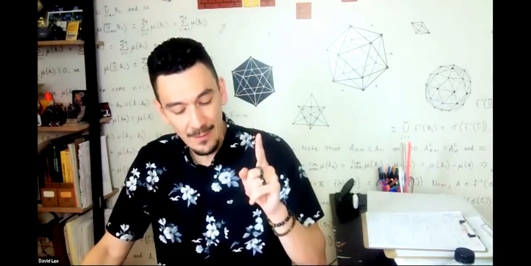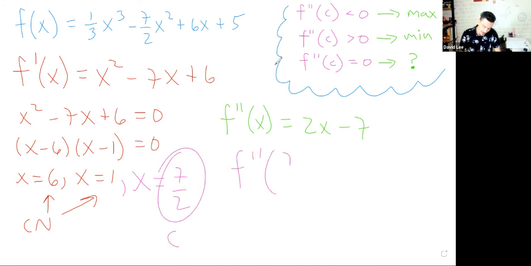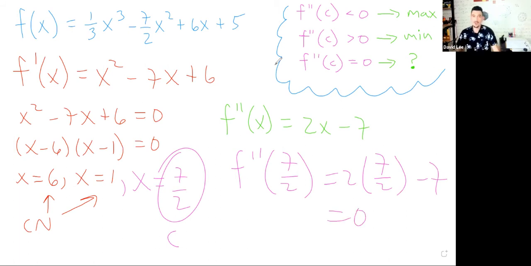However, before you leave, one more thing here. Let's just pretend that x equals, let's say 7/2. Let's just pretend that this was a critical number. It's not, I know, but just for the sake of clarity. So let's pretend that this was a C value. So let's find f double prime of 7/2. And if I plug that in there, notice that here you actually get back the number 0.